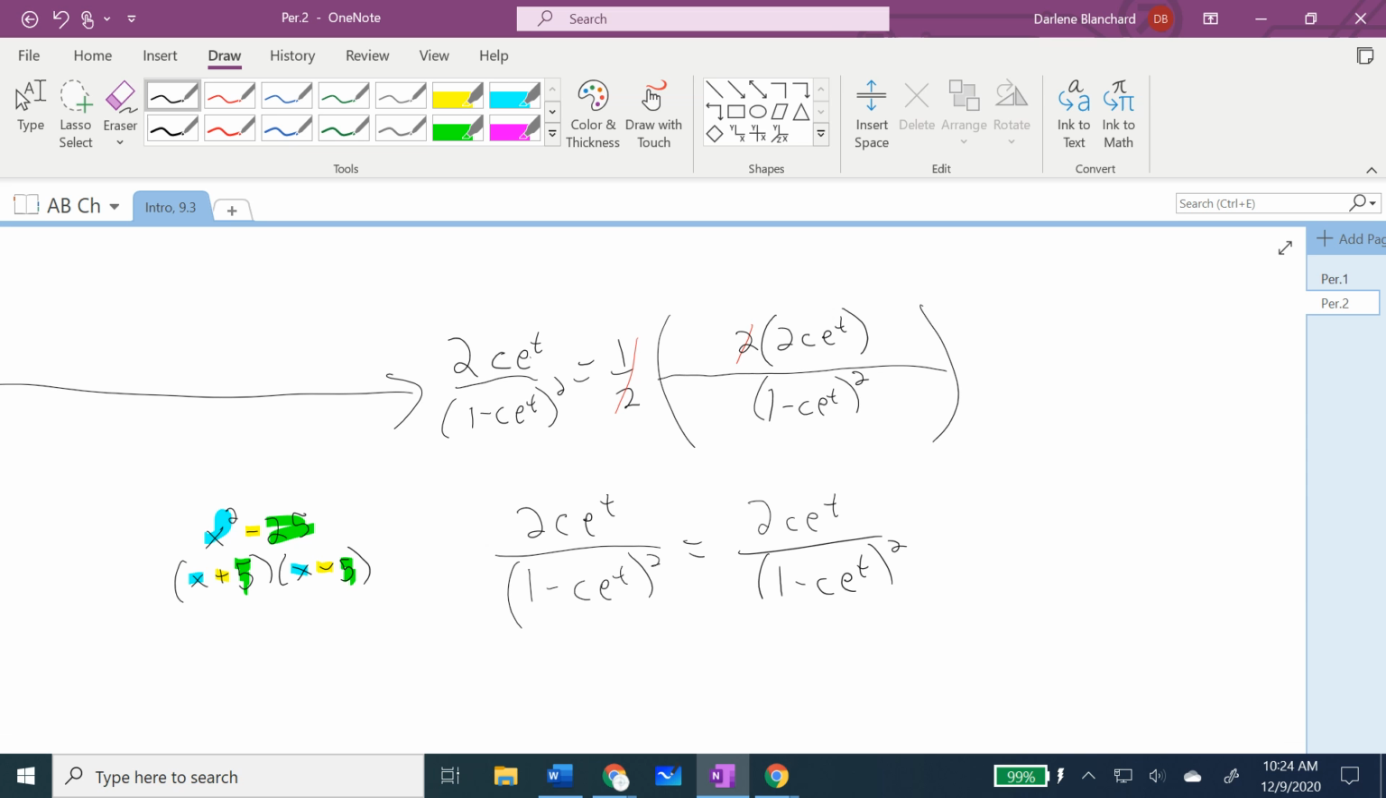So when you are trying to show that a function or an equation, I should say, wait, could you scroll over to the left? Yes.